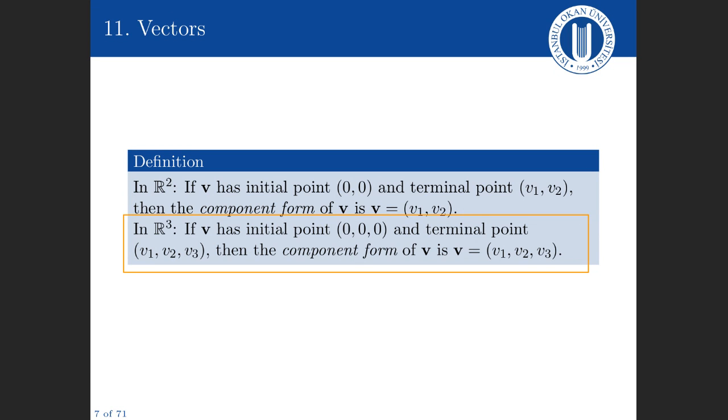If we're in three-dimensional space, we have the same idea. If V has initial point (0, 0, 0) and terminal point (V1, V2, V3), then the component form of the vector V is open bracket V1, comma V2, comma V3, close bracket.